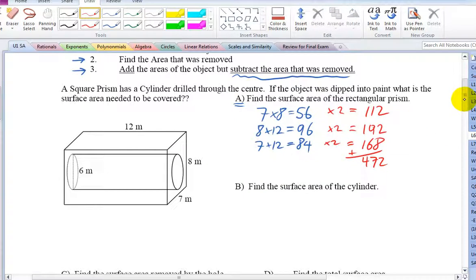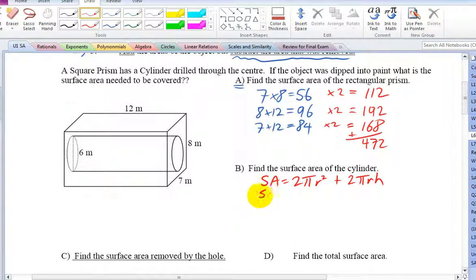Then the next one, you find the surface area of the cylinder. So we'll start by writing the formula: 2 pi r squared plus 2 pi r h. Remember what they stand for. Then substitute in with the numbers you need. Go. Make sure you use the radius and not the diameter.